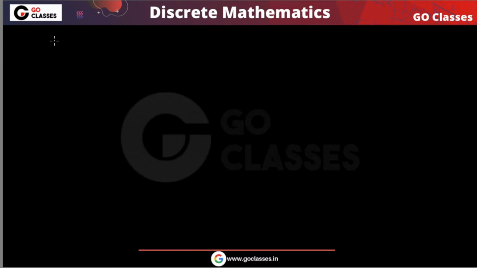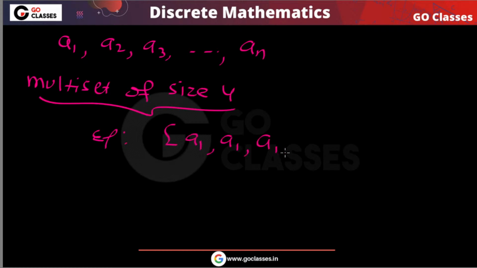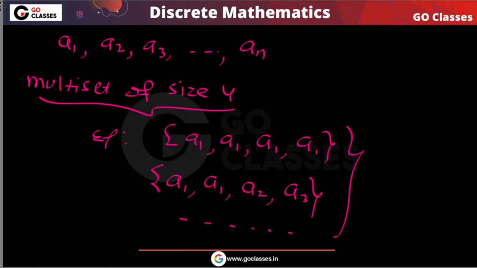If you have n distinct elements, let's assume these are the elements A1, A2, A3, ..., AN. From these elements, you want a multiset of size 4. For example, you can notice that this is a multiset of size 4. This is a multiset of size 4. This is also a multiset of size 4, and so on. So you have to count the number of multisets of size 4. How many multisets of size 4 can you create? So multiset counting you have to do.